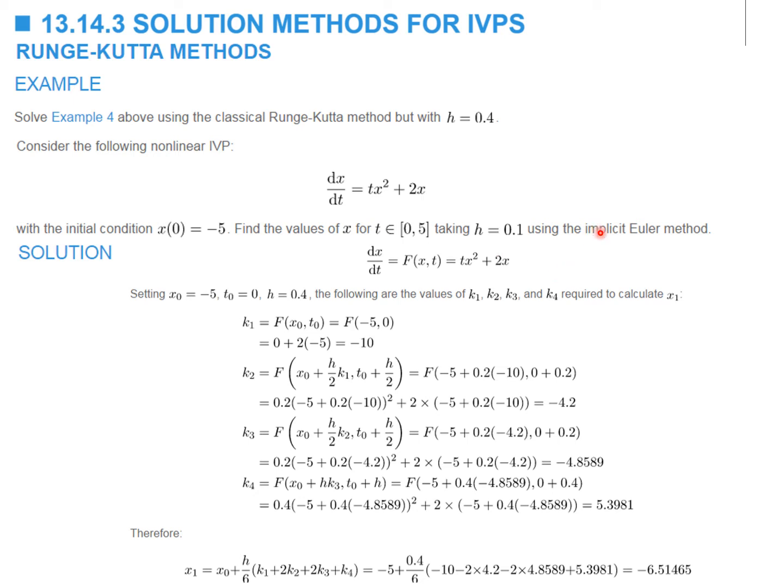Previously we solved this using the different methods. Now we're going to solve it using the classical Runge Kutta method. Actually, when we solved it before, we used h equal to 0.1, but when we solve it using the classical Runge Kutta method, we're going to use h equal to 0.4. Alright, so this is the slope.